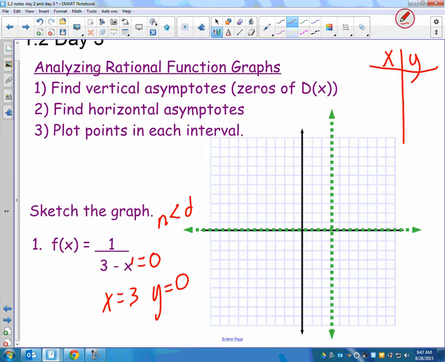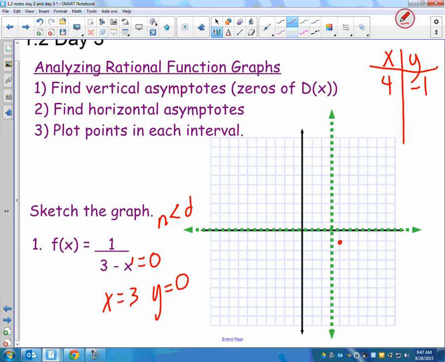Pick numbers on either side of your vertical asymptote. For me, I usually pick them right next to my vertical asymptote. Maybe pick 2 if you need to. But if I have an asymptote at 3, I'm going to pick 4. If I plug 4 in there, 3 minus 4 is negative 1, so I think I'm going to get negative 1. Everybody with me on where I got that?